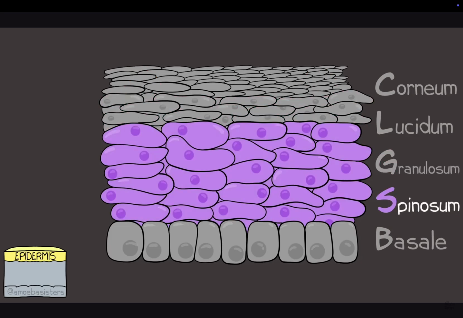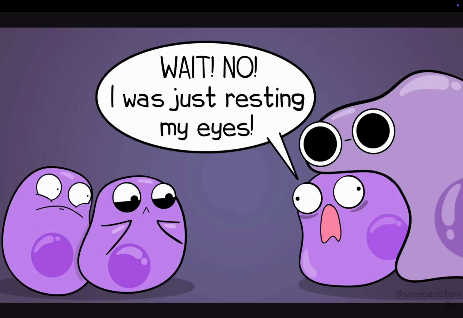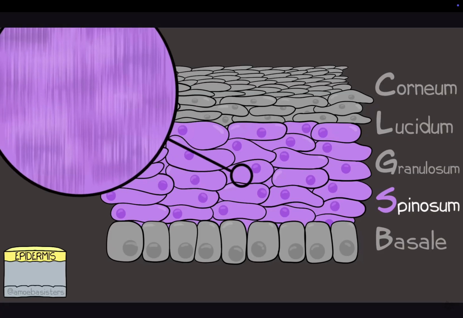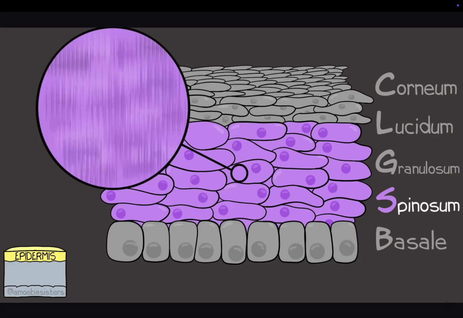Next, stratum spinosum. There are many layers of keratinocytes here, but there's also a type of cell that will consume worn-out cells or bacteria, and by doing so, it acts like a macrophage. By the way, the name of this layer is related to how the layer looks under the microscope when it's stained. The layer looks spiny when stained.